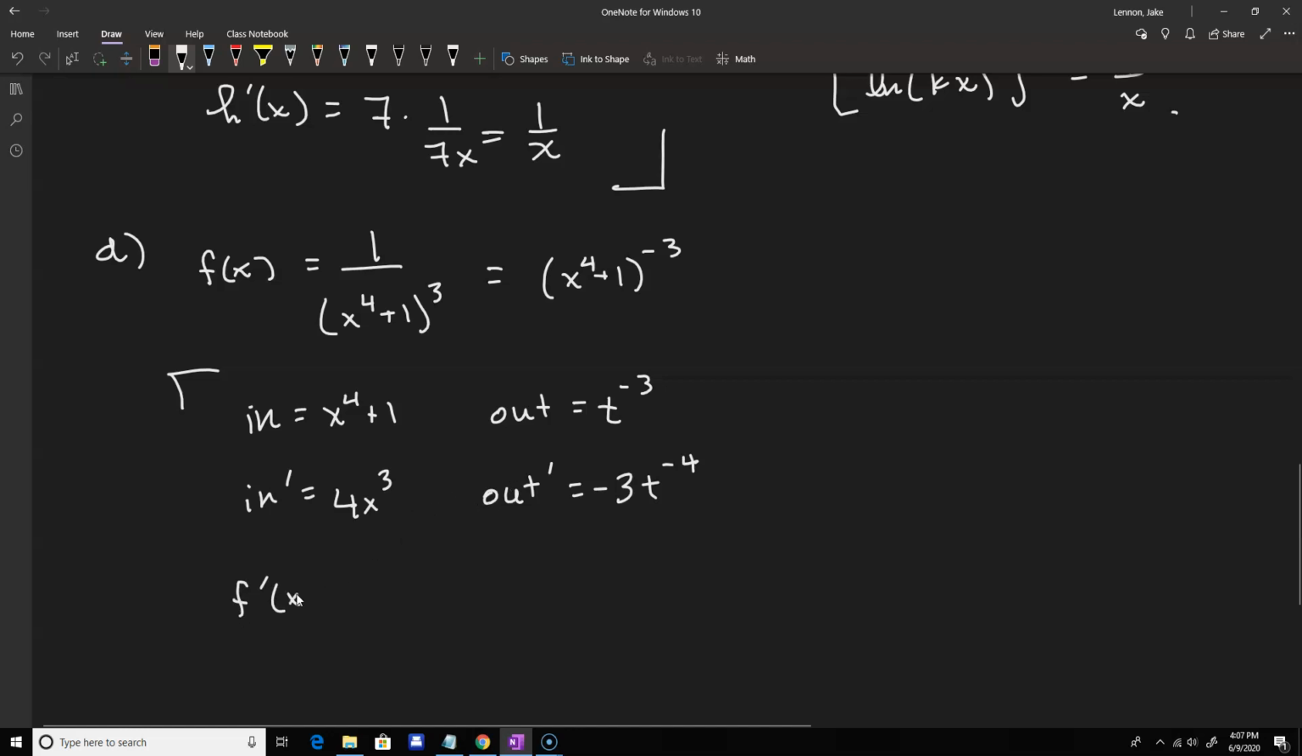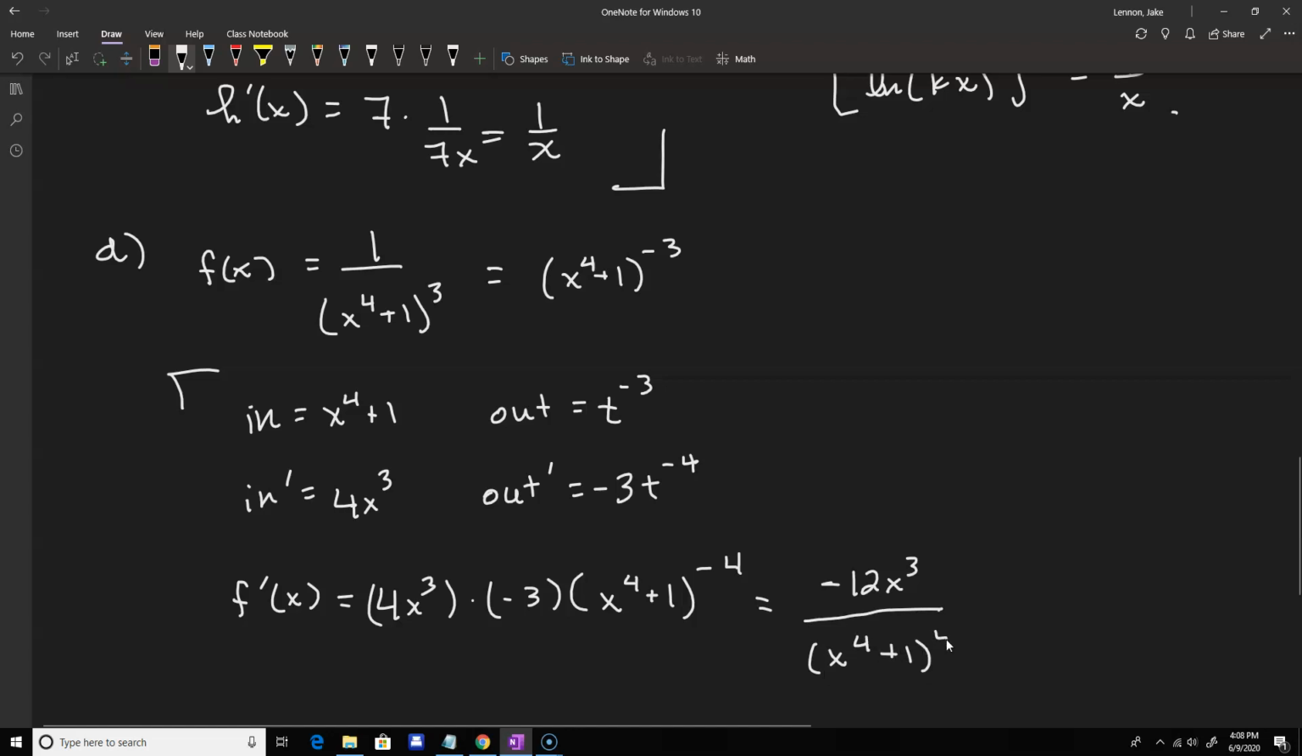So f prime of x here is going to be 4x cubed times negative 3, and then change t back into x to the 4th plus 1 to the negative 4. So we can write in the numerator negative 12x cubed, multiplying 4x cubed and negative 3, and then we can put the final factor in the denominator, rewriting the exponent as positive, so x to the 4th plus 1 raised to the 4th power. So that's it for D.